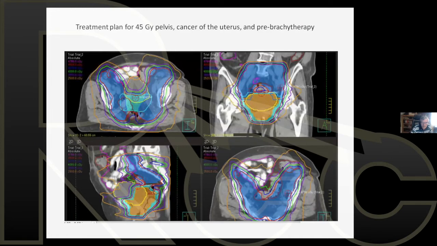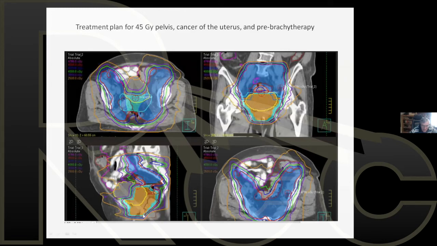Here's what our fields look like. This was a volumetric modulated arc therapy, VMAT IMRT, and the nodes were contoured. Where the uterus was, the tumor bed was contoured, and we want to give dose to the pelvis, to the nodes, and we'll follow it up with a brachytherapy boost. But this is what it looks like. And I want you to look down here in the lower left. You'll see the rectum outlined right here in brown. You see it very nicely on the sagittal view.